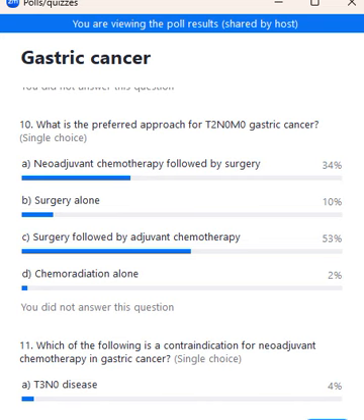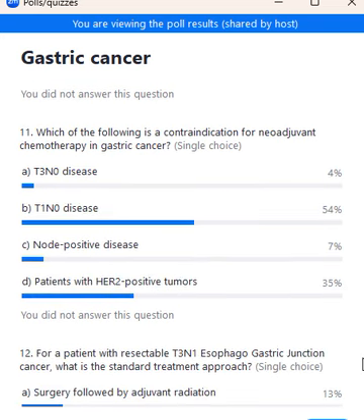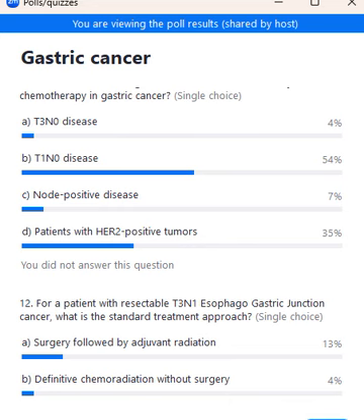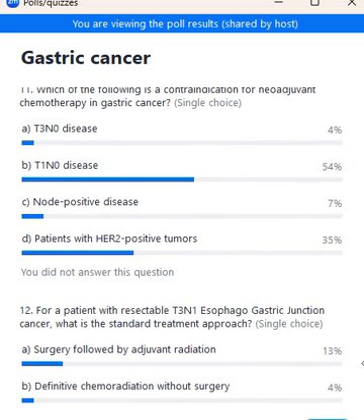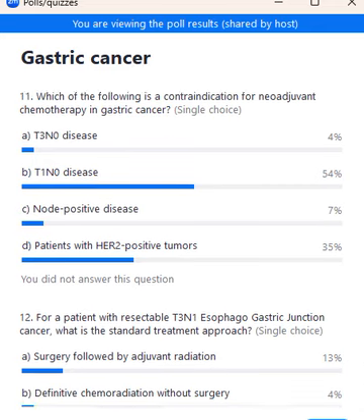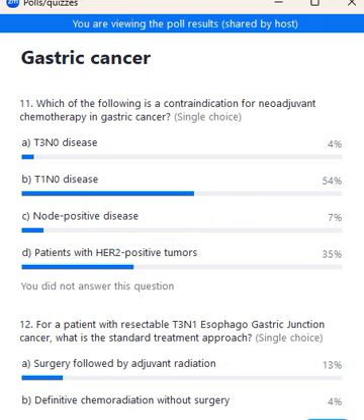Question number 11. Which of the following is a contraindication for neoadjuvant chemotherapy in gastric cancer? Option A, T3N0 disease. Option B, T1N0 disease. Option C, node positive disease. Option D, patients with HER2 positive tumor. Here the correct answer is option B, T1N0 disease, because the chance of micrometastasis is very low in T1 disease. So neoadjuvant chemotherapy is usually not necessary for this stage. 54% of students gave the correct answer.